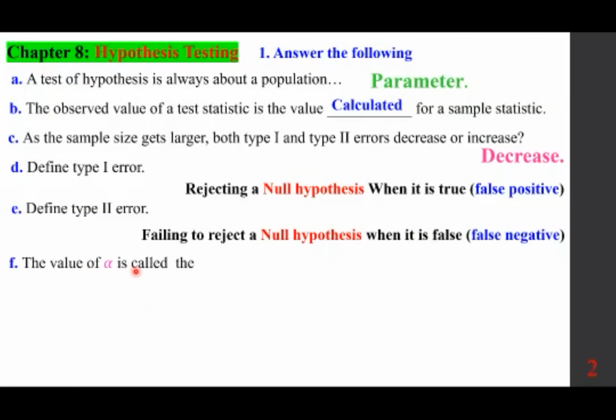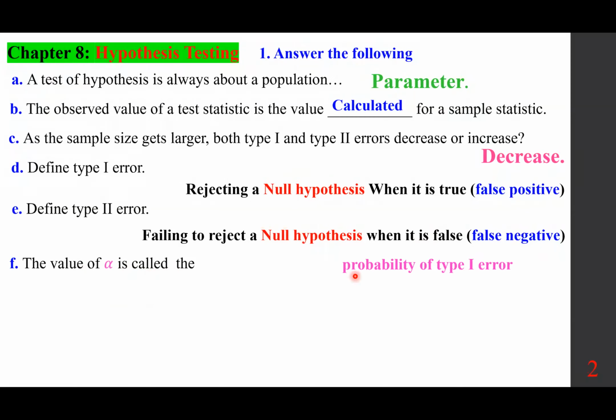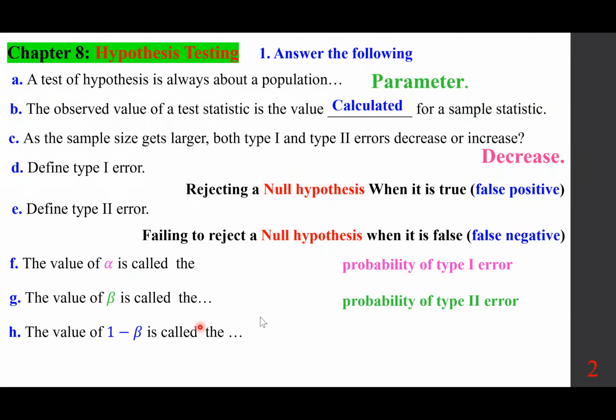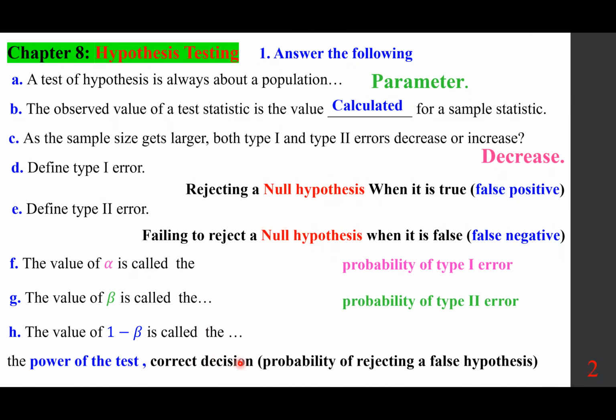The value of alpha is called the probability of type 1 error, or the significance level of the test. The value of beta is equal to the probability of type 2 error. 1 minus beta is called the power of the test, which is the correct decision, the probability of rejecting a false hypothesis.